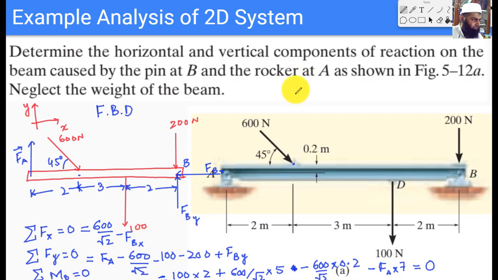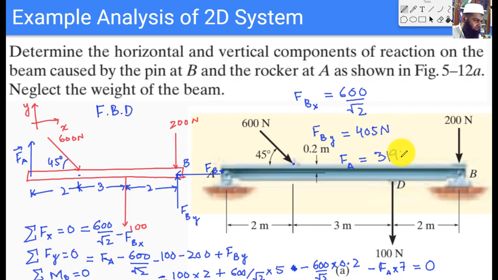And the first equation is very simple. So from equation 1 we can already see that FBX is simply equal to 600 divided by square root of 2, and we can plug in the value of FBX in these two equations and solve them simultaneously. If we were to go through all of the math, we get that FBY equals 405 newtons and FA turns out to be equal to 319 newtons.